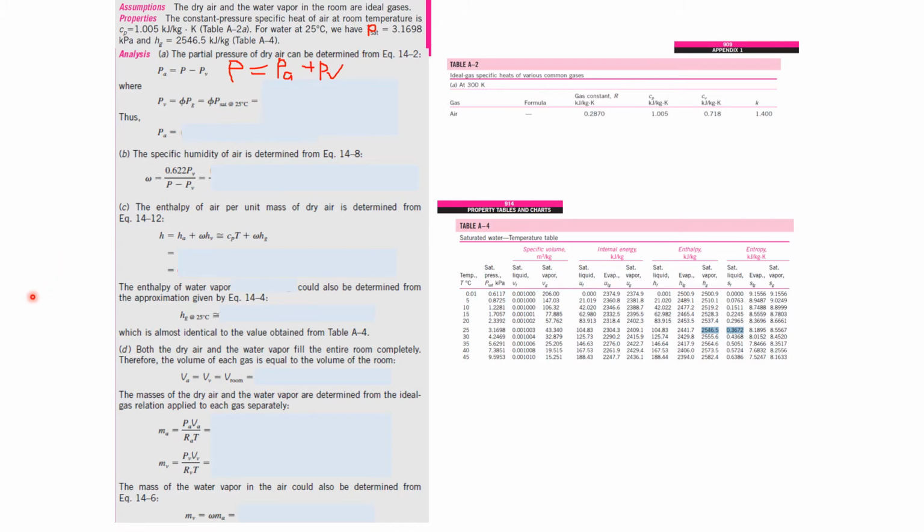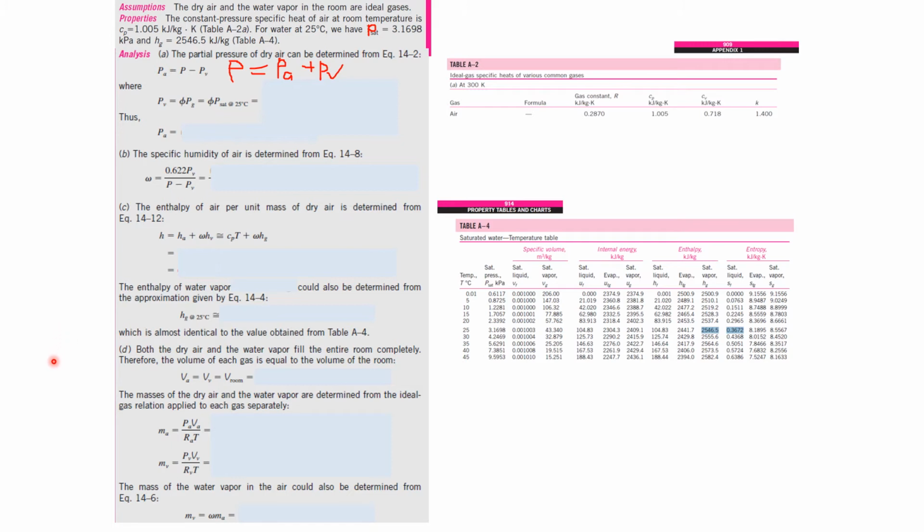So the enthalpy of water vapor could also be determined from the earlier equation. If you want, you can find it from the equation that we've discussed earlier, and you will see that this is very much identical with table A4 that we have here. So give it a try, use the formula that we've discussed earlier, see that you are able to get this value from the formula, and you will see that they are almost identical.